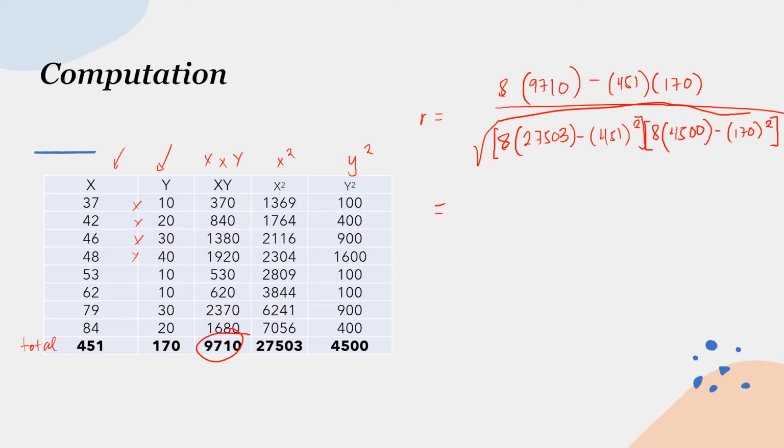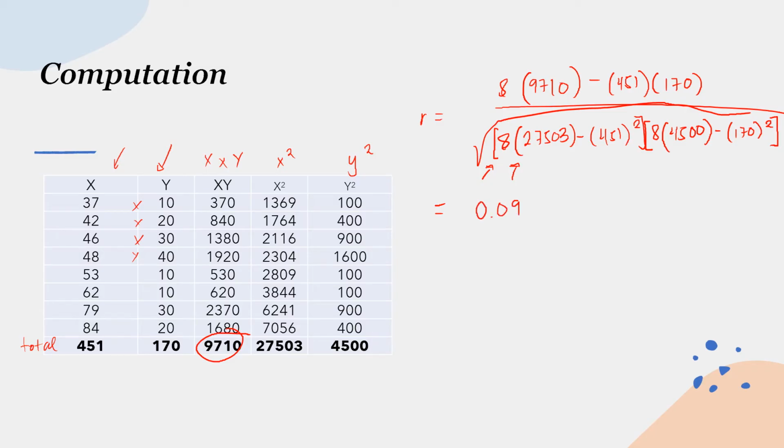So you could input this directly in your calculator. Just make sure that you don't forget the parentheses and the brackets, because that's going to give you the proper order of computation. So if we apply this formula, computing for it, we're going to get a value of 0.09.